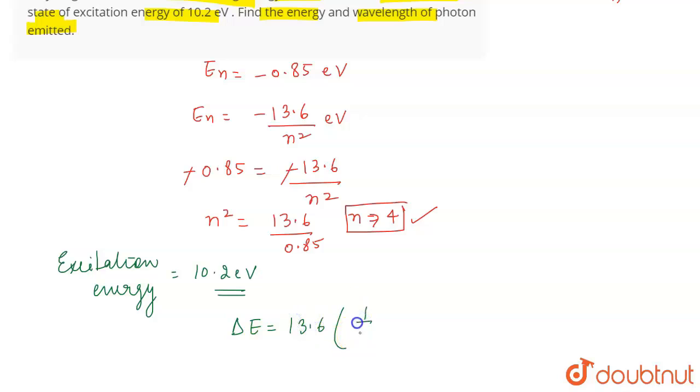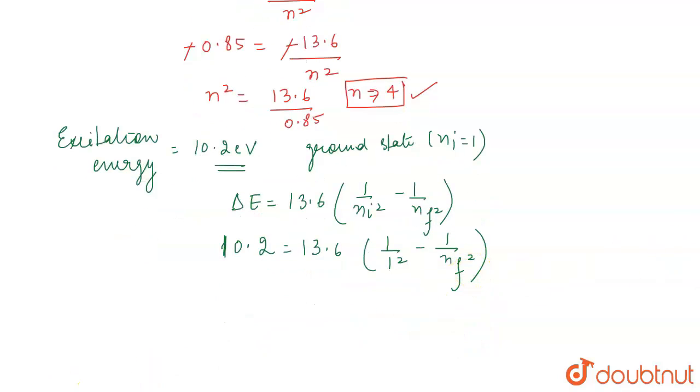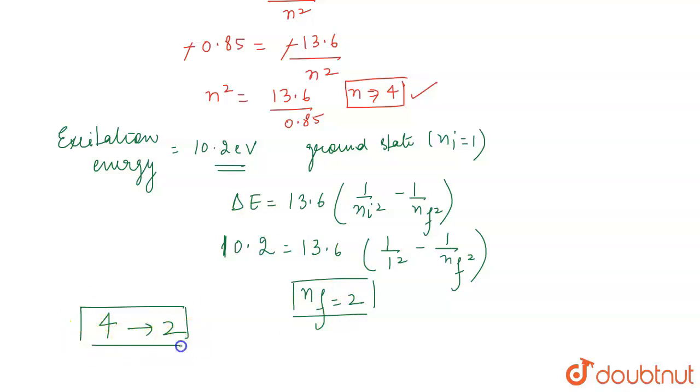13.6 times 1 upon n initial square minus 1 upon n final square. As we are considering the transition from the ground state, it means that your n initial is going to be equal to 1, right? Now delta E is given to you as 10.2. This will be 13.6 times 1 upon 1 square minus 1 upon nf square. So from here you will calculate the value of nf square. The value of nf will come out to be equal to 2, right? This means that the transition is taking place from 4 to 2.